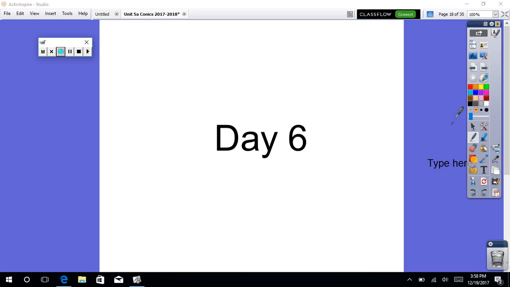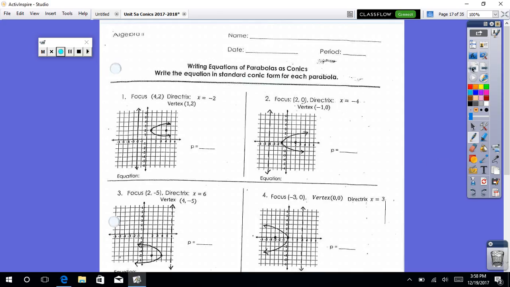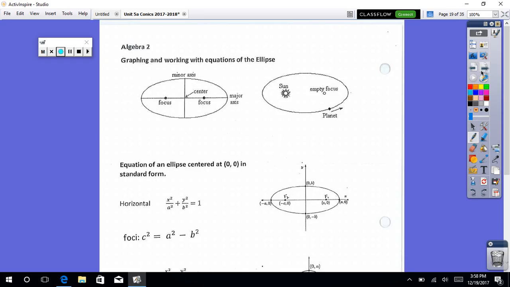Okay, so today we are moving on from parabolas. Remember we had the left and the right, the up and the down. Now we are moving kind of back into circles, and we are going to deal with this guy who is known as an ellipse. Basically, an ellipse is a fancy name for an oval, as you can imagine. It is basically an oval.